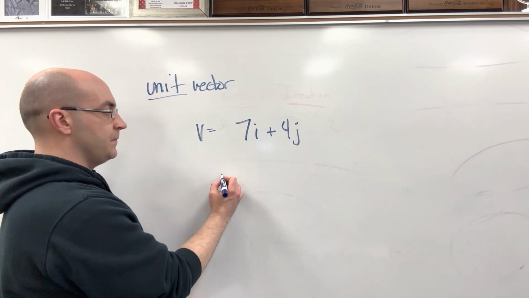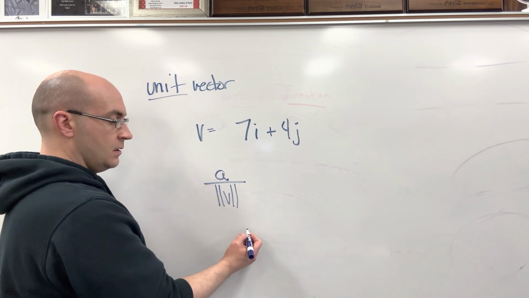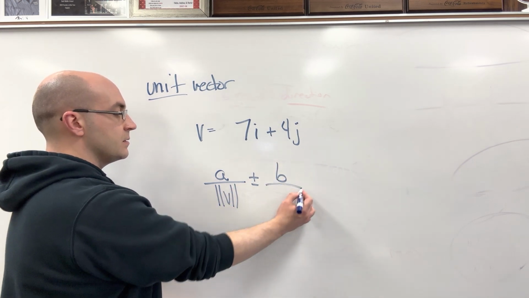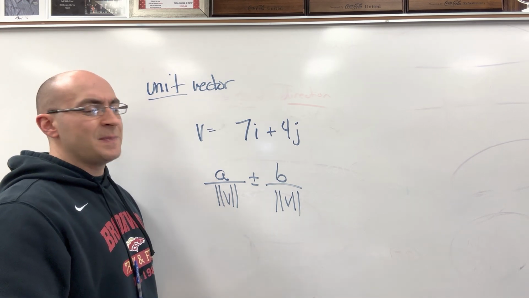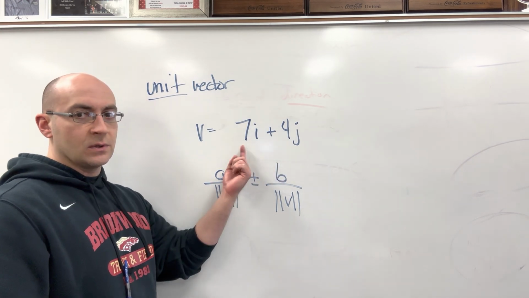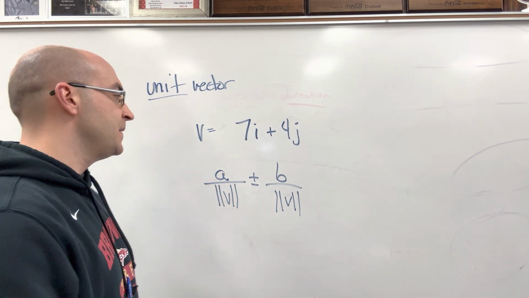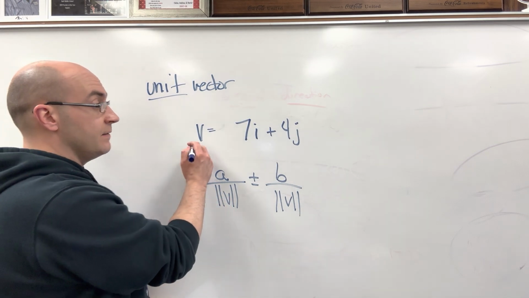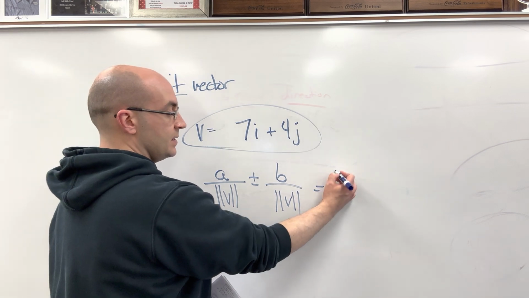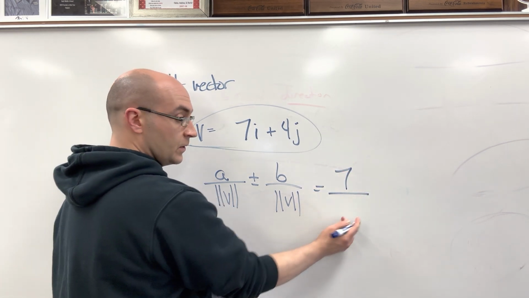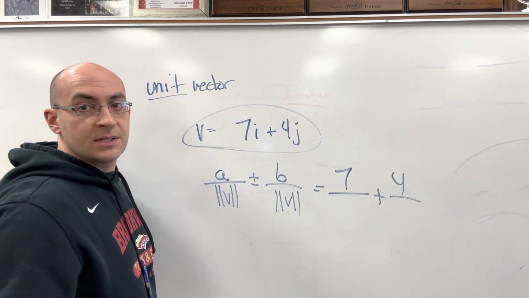Okay, so if I want the unit vector, here's what we do. It's going to be whatever a is over the magnitude of the vector, plus or minus whatever b is over the magnitude of that vector, right? So this is a unit vector. It just basically puts each individual component over the same magnitude. I don't know why it's like that. That's just the way it is. So if I want the unit vector of this component form, a is 7, so this is going to be 7 over the magnitude, which I'll do in a second, plus 4 over the same magnitude.